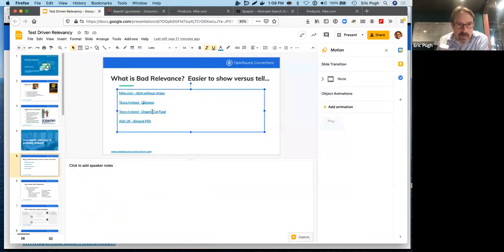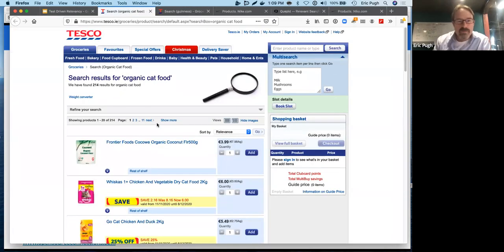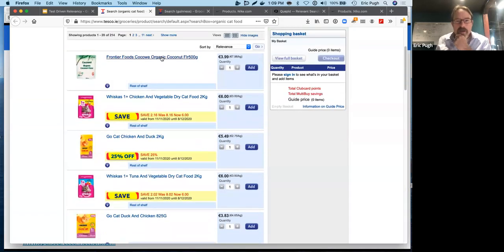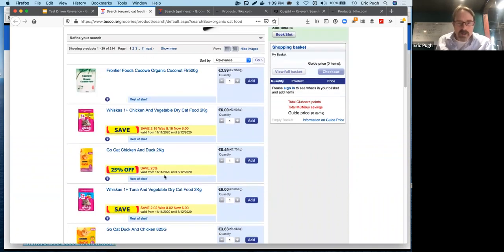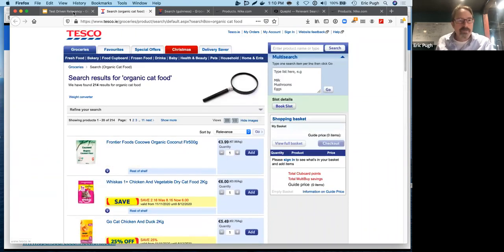Let's see, we got a couple of other examples. Grocery store is always great for examples. Organic cat food. How about organic coconut? Okay, well here we have, at least we have cat food, but again, bad relevance, right? The most important thing in searching for organic cat food would be the cat food, not the word organic. So again, not great search results.